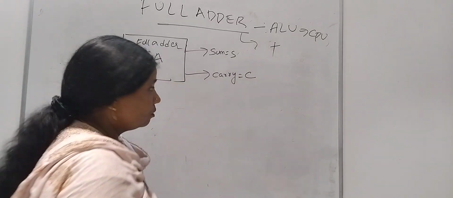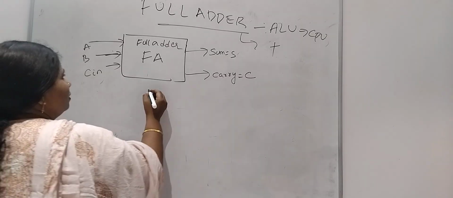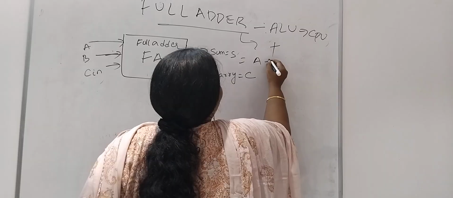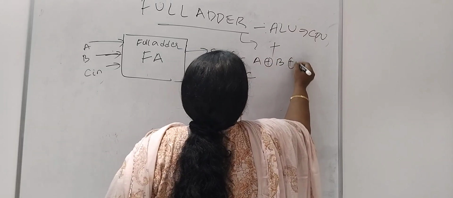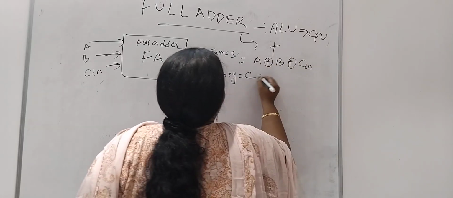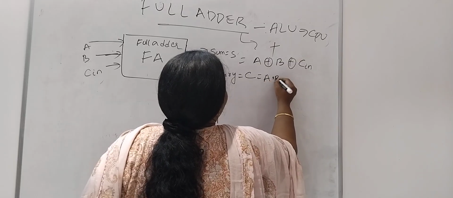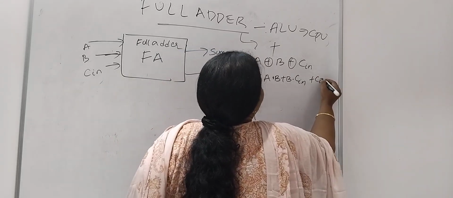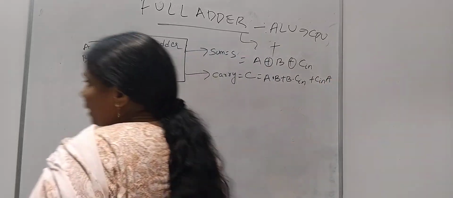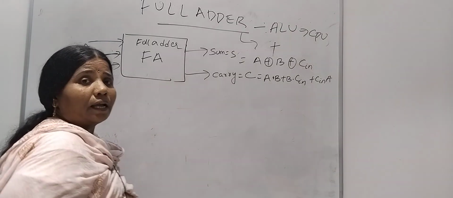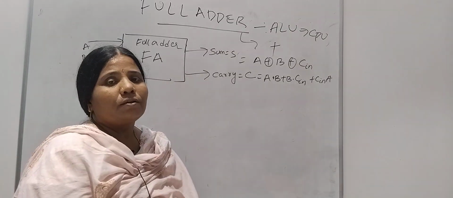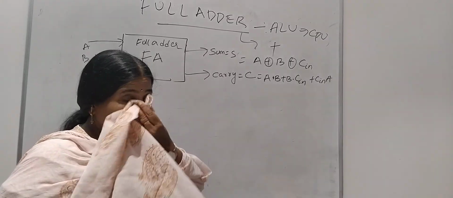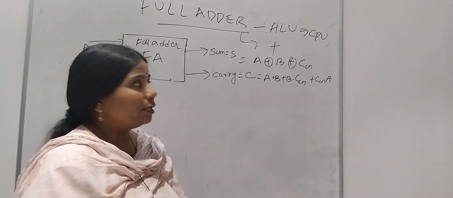C out, carry output. So how are you going to write the truth table? Here sum is given by what equation? A XOR B XOR C in. Carry is given by A dot B plus B dot C in plus C in dot A. So inside your full adder, what gate level circuits will be present? You are going to have XOR gate, AND gate and OR gate.